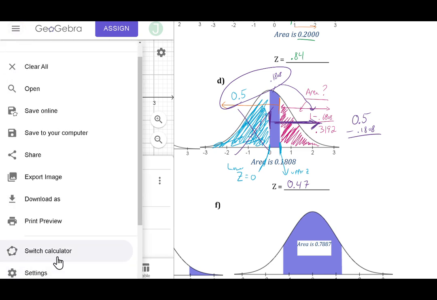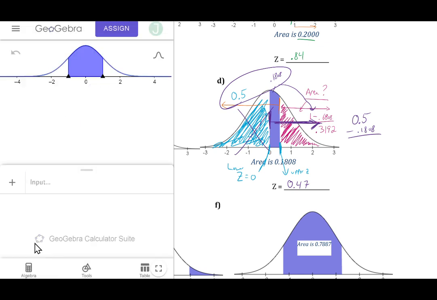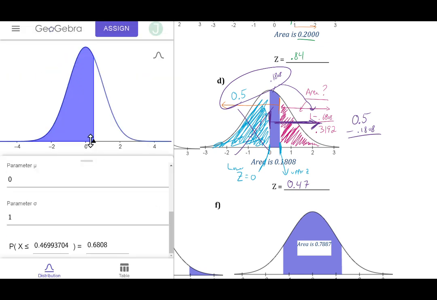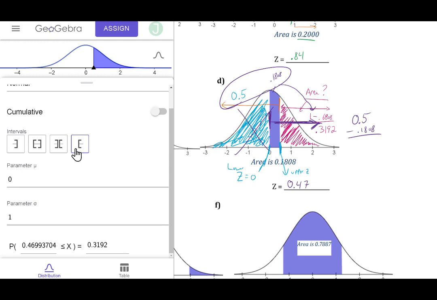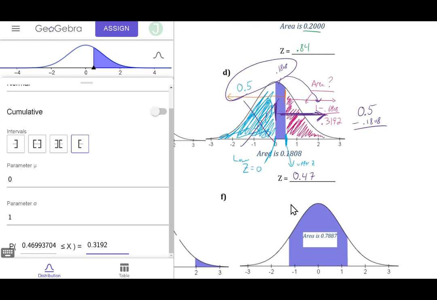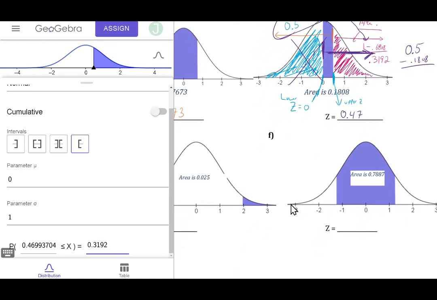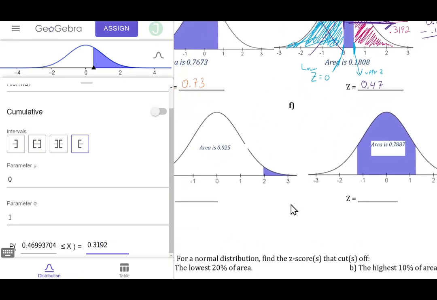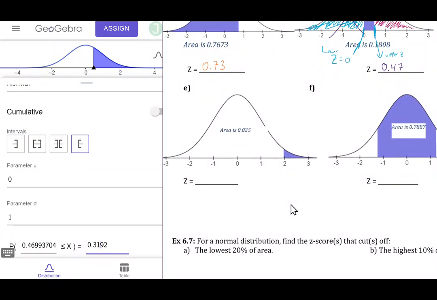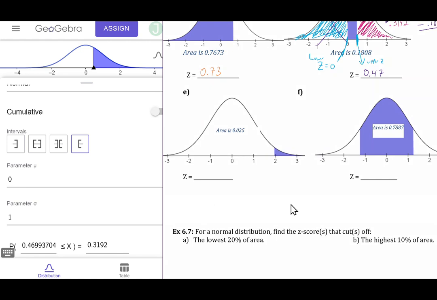Going back to the probability calculator, I could have done this the same way by typing in 0.3192 for the right shaded area to get the same z-score of 0.47. So I only went through that so that we can work with future questions a little bit easier. Parts E and F, E will be straightforward. F is going to be a little bit more complicated.